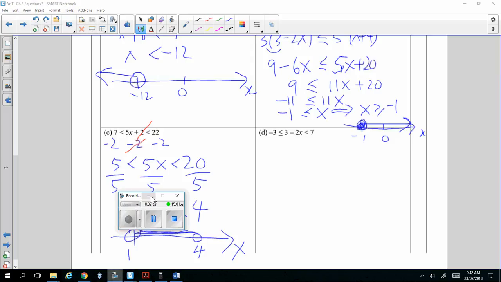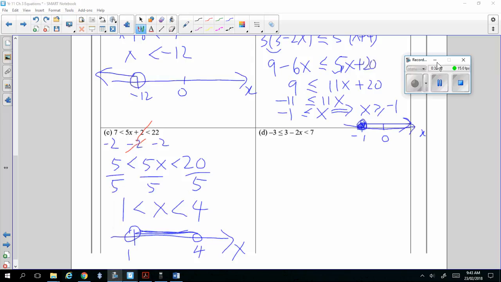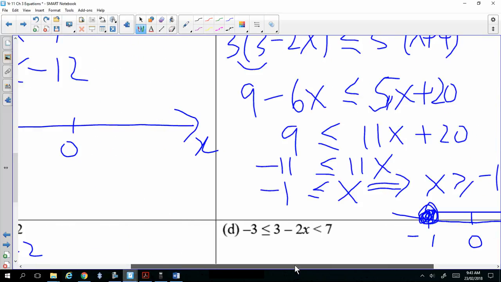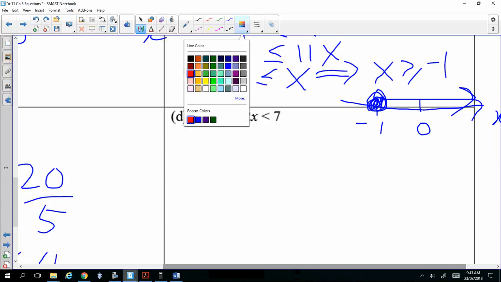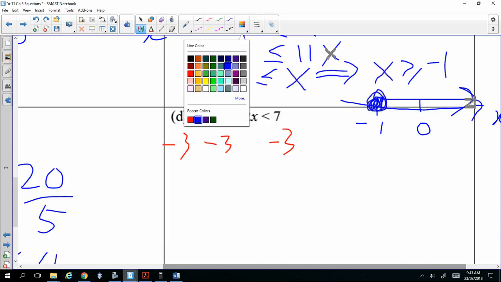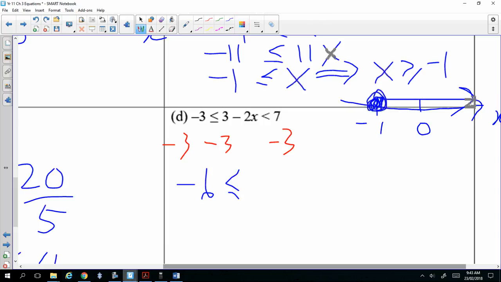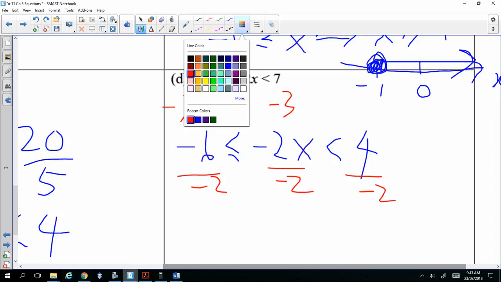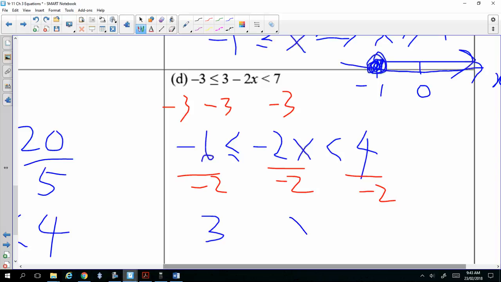Same thing. We should get rid of the 3 first. Minus 3, minus 3, minus 3. So we end up getting -6 less than -2x less than 4, right? And then you divide everything by -2. And you end up getting 3 and -2. But remember, when you divide by a negative, you have to swap the inequality sign. Like that. Yep, because you're dividing by a negative, the same rules apply.